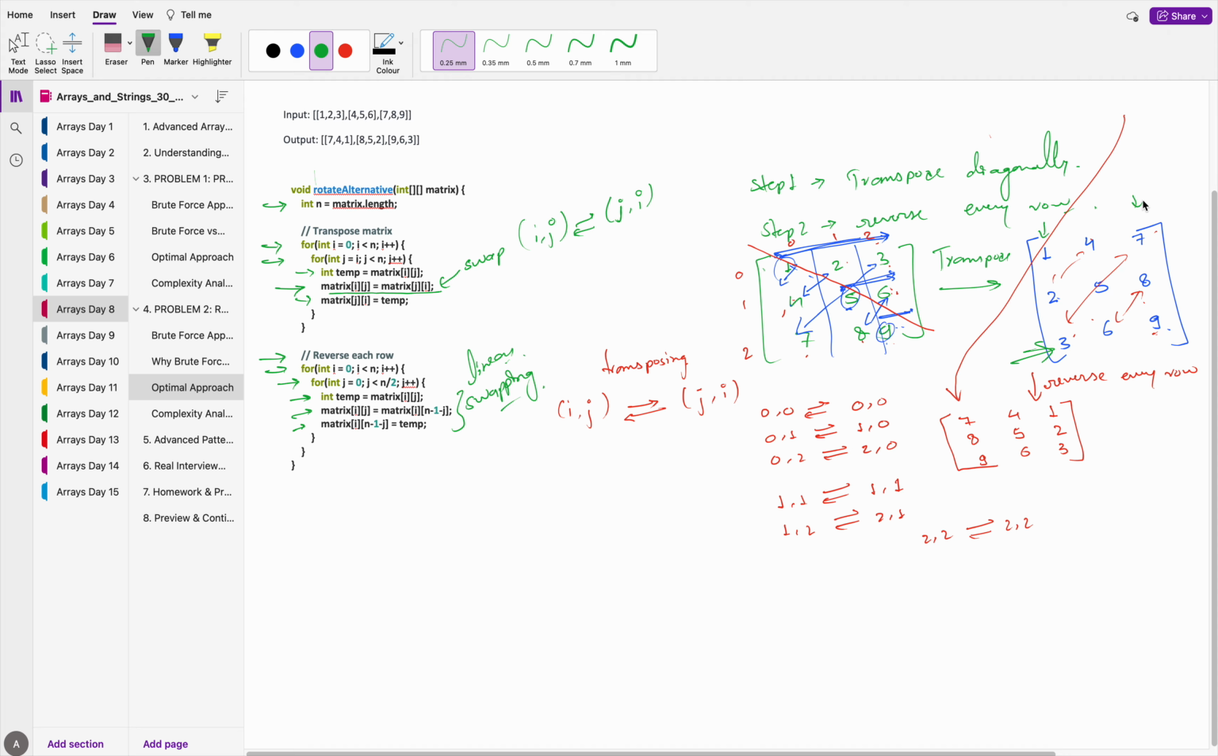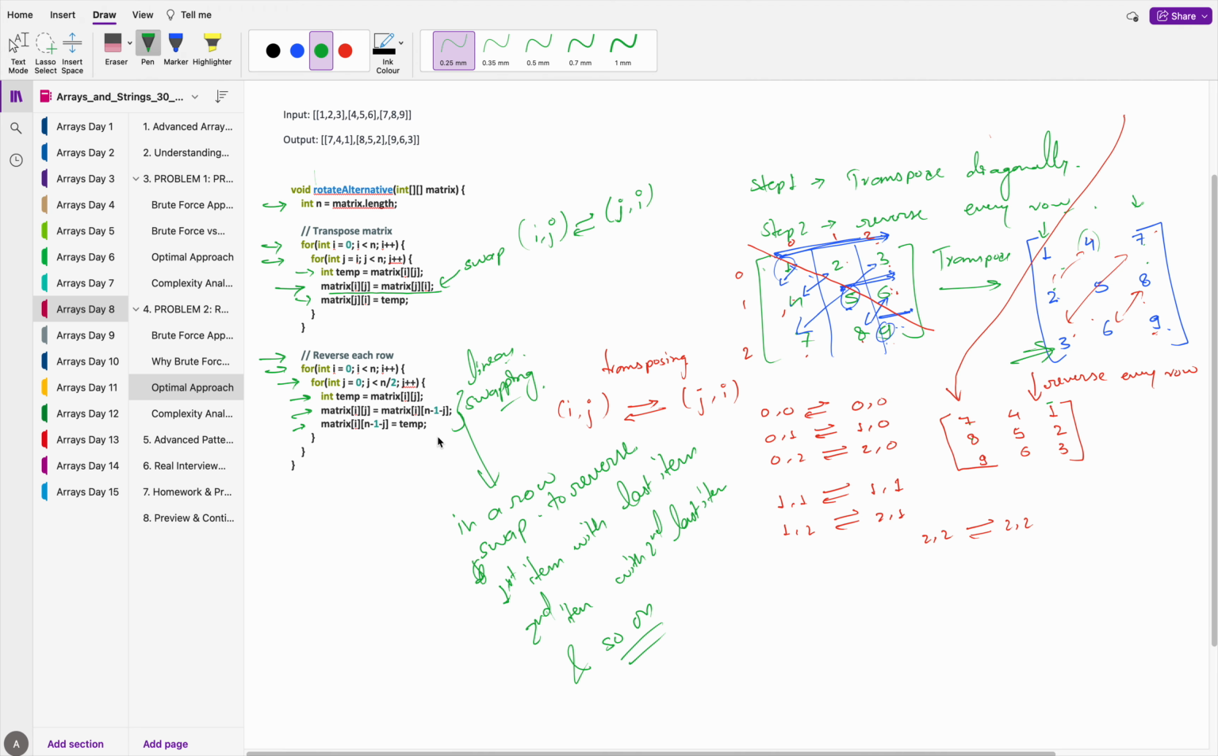Like 1 would be swapped with 7. Then 4 is at the middle, it won't be touched. So 7 and 1 would be changing their positions. Then 2 and 8 would be swapped. A first item with the last item in a row swap, that's how you reverse, right? To reverse, first item with last item, second item with second last item, and so on. That's what is happening here.